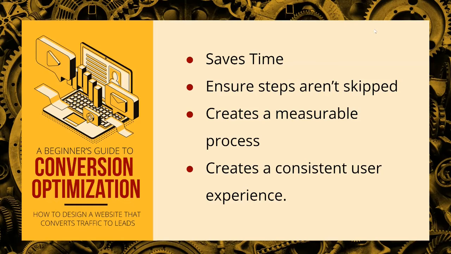What else does it do? It ensures steps aren't skipped in your process, right? A human might look at something and, because of their limited time, decide that this step's not so important and we can skip it. And it kills your conversion. Automation is going to do the same process every single time without skipping steps.